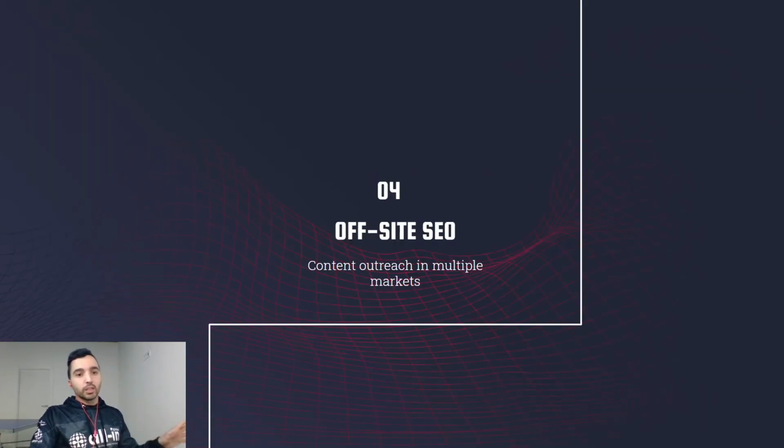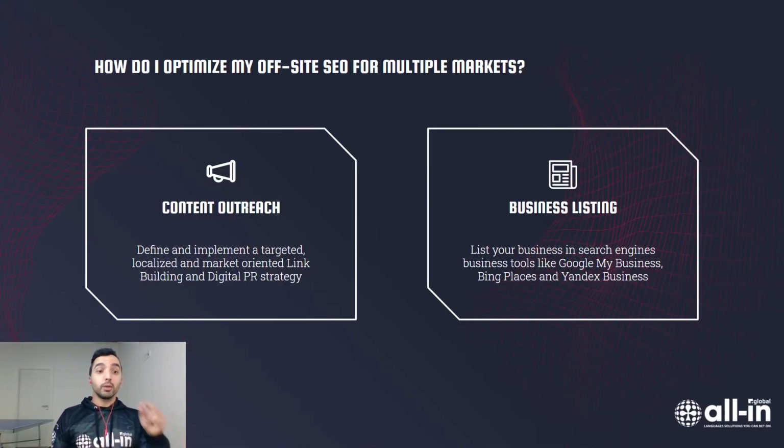So now let's talk about the final pillar that I'm talking about in terms of international SEO and multilingual SEO, which is the offsite. And sometimes this just goes under the radar. People just think, okay, what's there in terms of international SEO or multilingual SEO that you need to pay attention to in terms of offsite? But you actually do. It's very crucial to do it. So how do you optimize your offsite SEO for multiple markets? Content outreach and business listings. Those are the two main features that you need to pay attention to when you're doing the offsite.